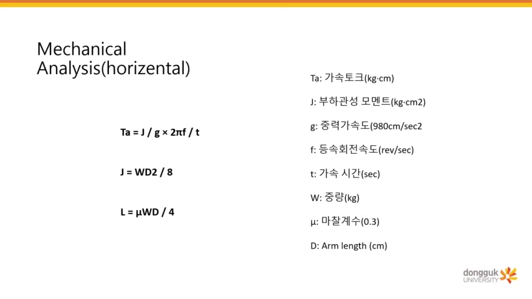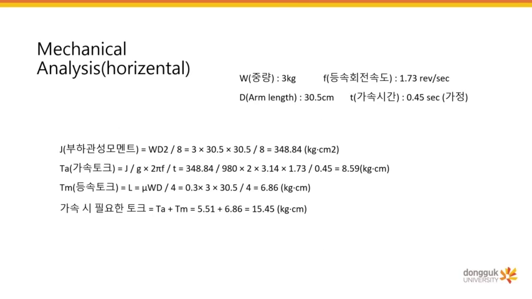Then, we did torque calculation for motor selection. The necessary variables are here. Load moment of inertia, acceleration torque, and friction load torque must be obtained. By substituting the weight, the constant rotational speed of the motor, and the time for the motor to accelerate, we can obtain the needed value. Calculation gives the required torque for acceleration as 15.45 kg/cm.